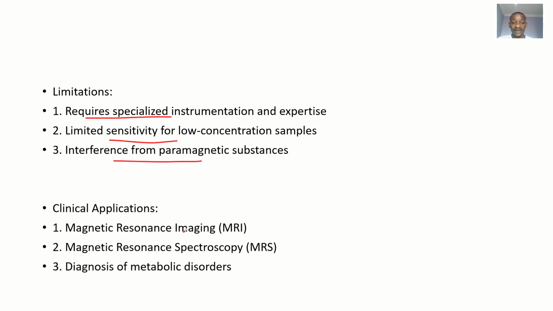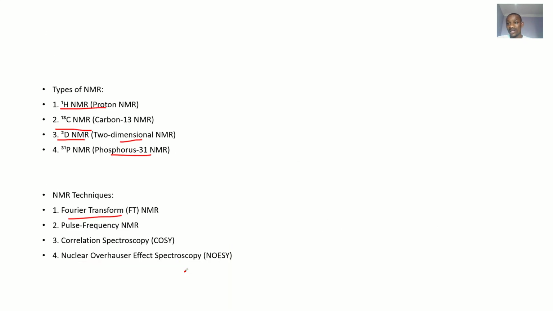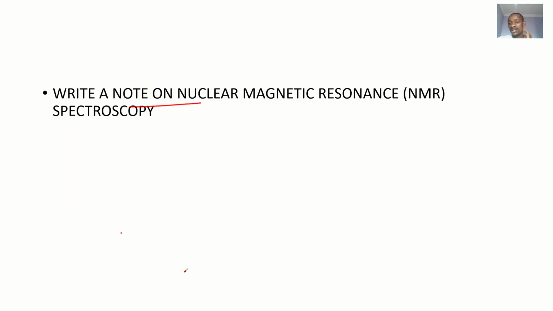So what is the clinical application? When you advance in your medical career, you always hear things like MRI scan, CT scan, X-rays, PET scans. The MRI scan is made from the basis of this NMR spectroscopy. Then there's another one, magnetic resonance spectroscopy, and it also helps in the diagnosis of metabolic disorders. If it is protein, it will study the structure of the protein. If it's carbohydrate, you study the structure of the carbohydrate. And it will always help you pick up abnormalities. So that's it for us writing a note on nuclear magnetic resonance spectroscopy.